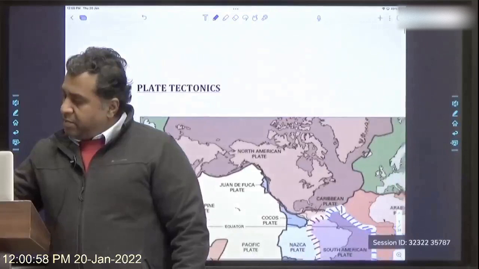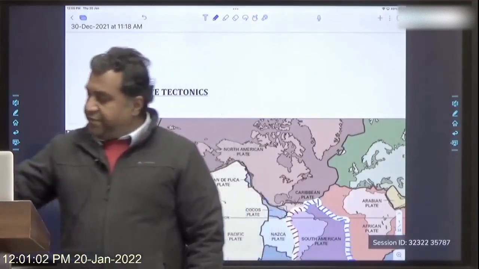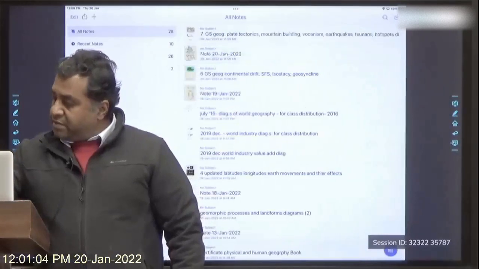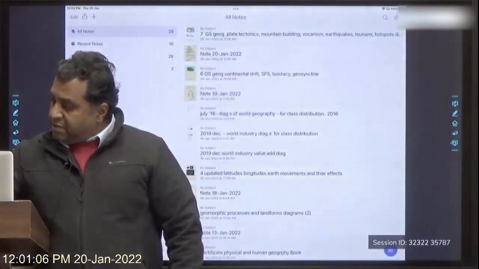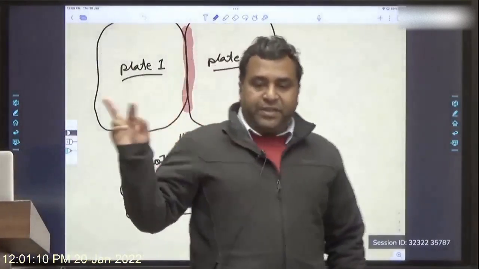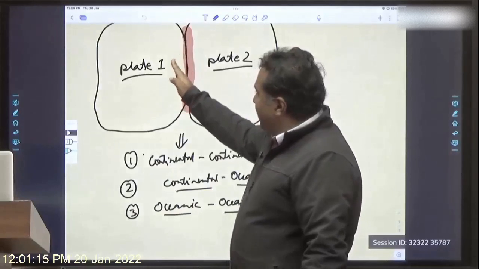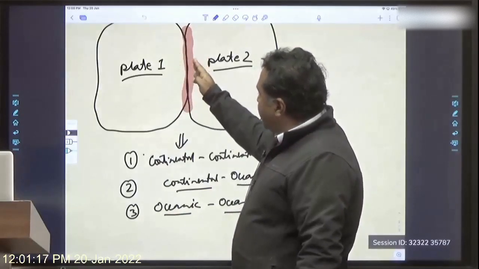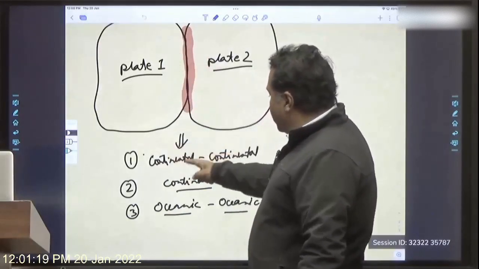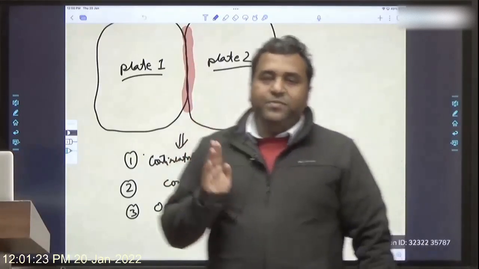So let us stop around this place. We understand these. So basically, if we conclude, what is the conclusion? The conclusion is that in this combination, when two plates are there, then depending on what type of crust on the margin we have on plate 1 and what type of crust on the margin we have on plate 2, we can call them continental continental, continental oceanic and oceanic oceanic. Hopefully this much is clear.